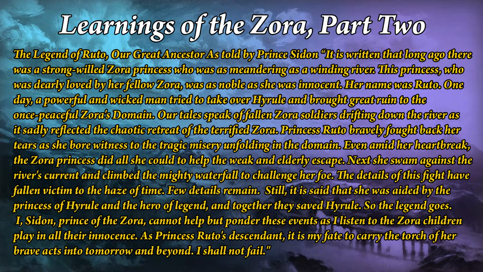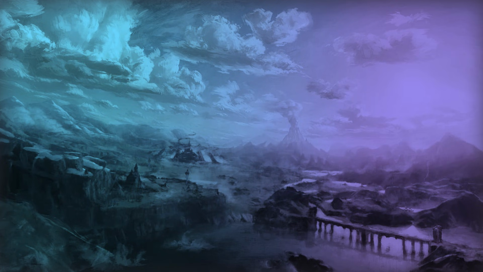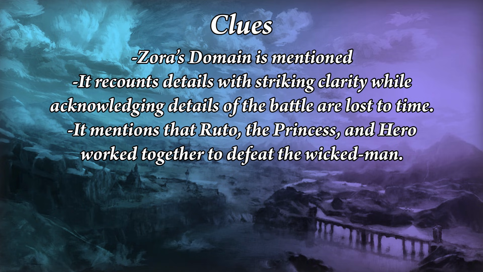So we have several clues here that are really interesting in terms of understanding this piece of the canon. Analysis on this level can actually generate theories you didn't even know you were looking for, and I'm going to show you why. So in the story, there's some things that we can deduce, right? The domain exists at this point. Ruto swims up the waterfall to face this foe, unleashing havoc on the domain, she is aided by the princess and the hero, and ultimately they push back the foe, right?